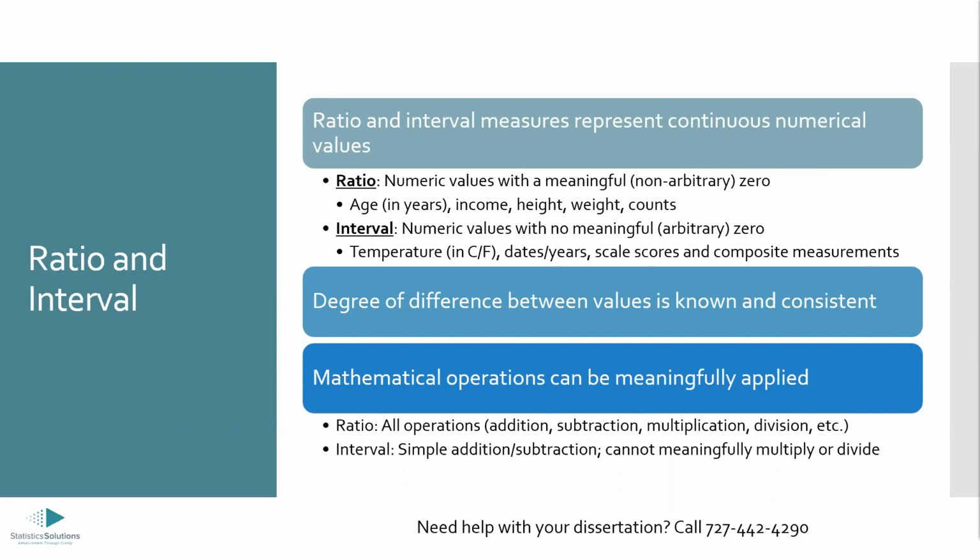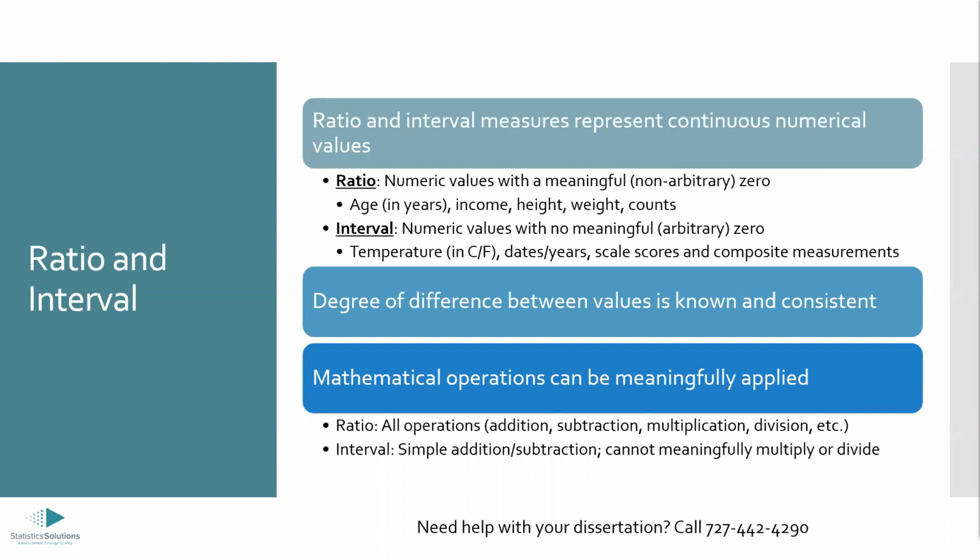And what we mean by a meaningful, non-arbitrary 0 is that for ratio levels of measurement, 0 means that there is a complete absence of something. So for instance, if you're looking at a count of people, like the number of people in an area or a city, 0 would mean that there are no people living in that city. Similarly, with something like income, if someone has an income of $0, it means they have no income at all.